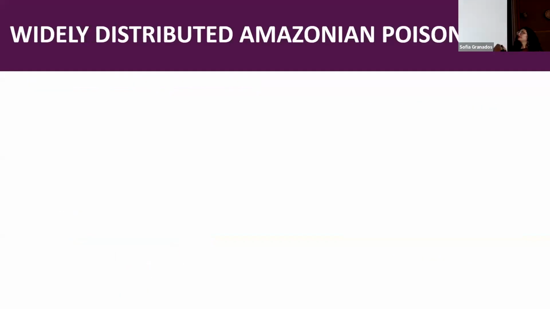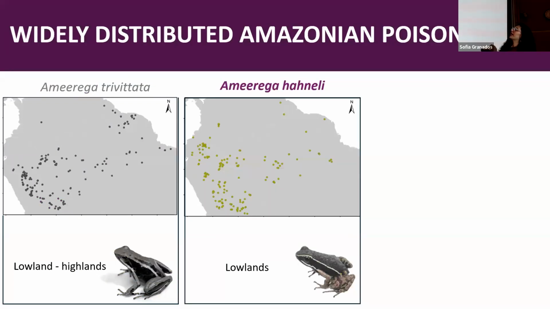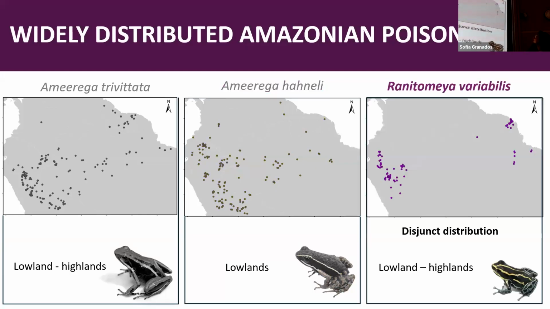However, we have some frogs like this one right here, Ameerega trivittata, that, as you can see in the map, has a continuous and very large distribution from the west to the east in the Amazon. We also have Ameerega hahneli, which also has a continuous and very wide distribution. And on the other side, we have this other frog, Ranitomeya variabilis, which is quite different from these other two because we see this huge gap in its distribution right here.